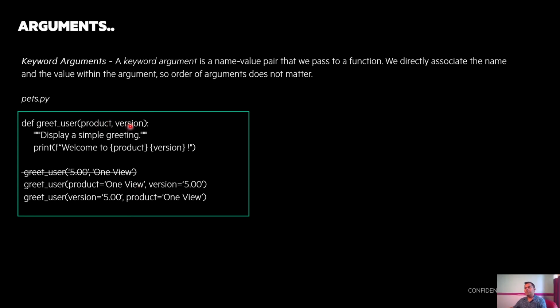In this one, again the same program, but this time while calling the program we are saying product is One View and version is 5.0. So now we have the luxury to change the order. In the second one, we are calling version 5.0 and then product. But look at this particular one, where we are calling the function but have not used the keyword. We just passed the values as positional arguments, and in that case the first one is tied to the first variable, that is the product, but we wanted the version. The second one is the name, but it is tied to the version. That's how, if we use the keyword, it becomes simpler while calling the program.